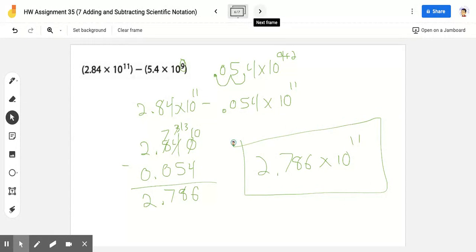Strategy number 1, strategy number 2. Find the one that works for you, or use both like I like to do sometimes. But then again, this last one is my favorite strategy.